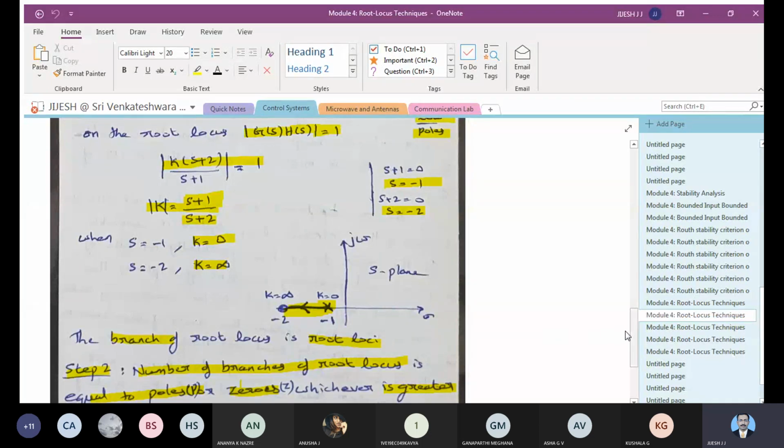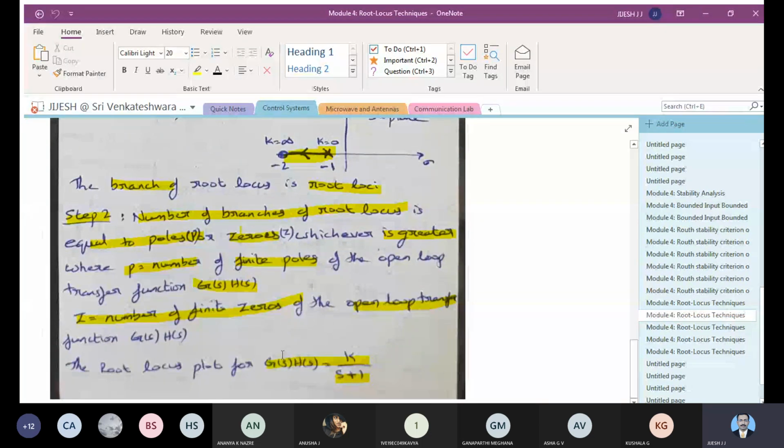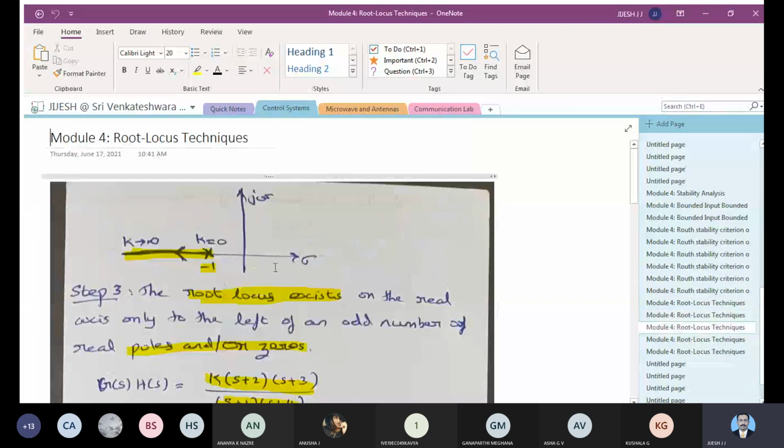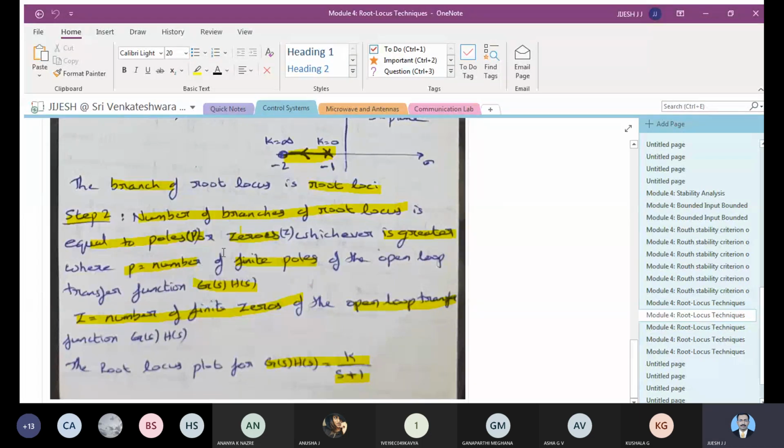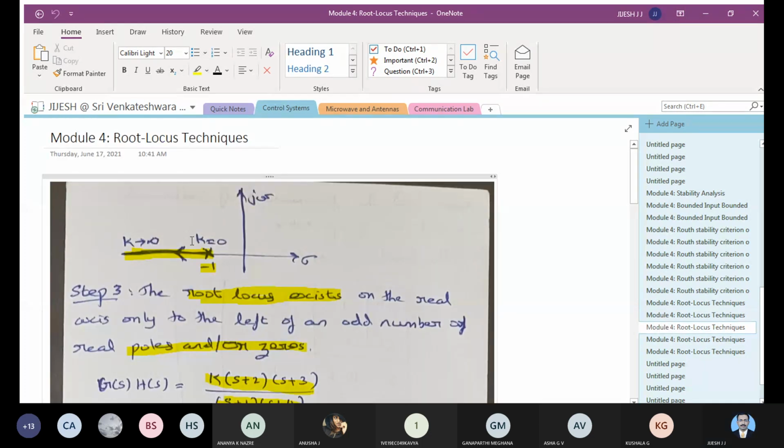So second step, you have also started with taking an example of G(s)H(s) equal to K by s plus 1, wherein in step 2 we have also seen that the number of branches of the root locus can be found by finding out the poles and zeros, and whichever is greater. So based on that, taking an example here, we have seen that the number of zeros is 0 and the number of poles is 1, and we have plotted those things here, and we got that one branch will be there.